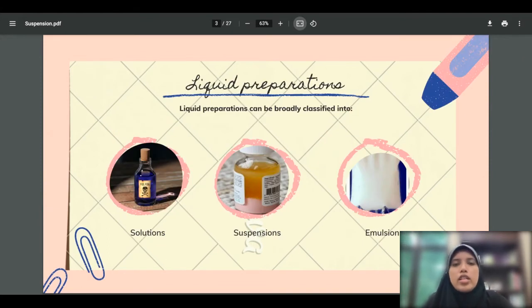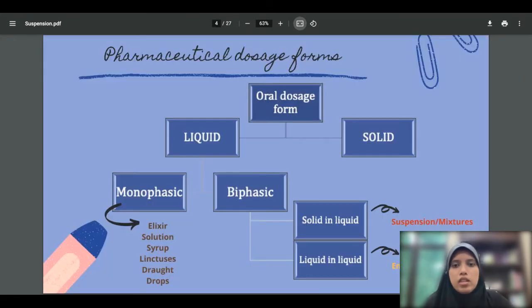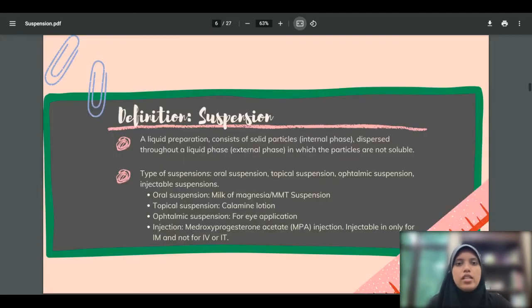As we have described at the beginning of the lecture, there are 3 different types of liquid preparation. Today we will focus on suspensions. I would like to remind you again that suspension is a biphasic liquid preparation, which means that it is a heterogeneous preparation, incorporating solid in liquid.